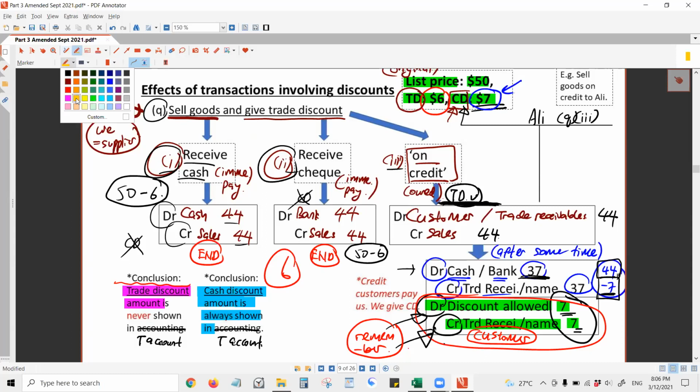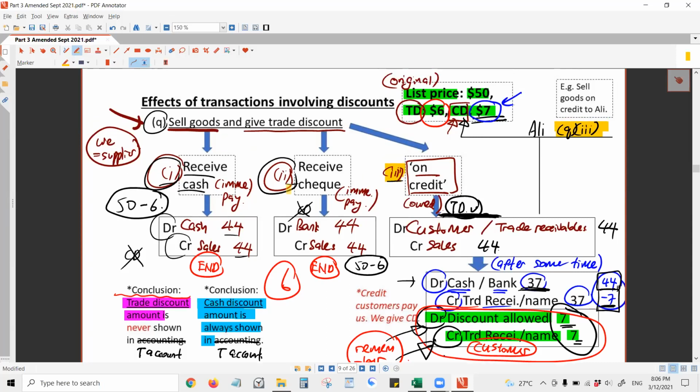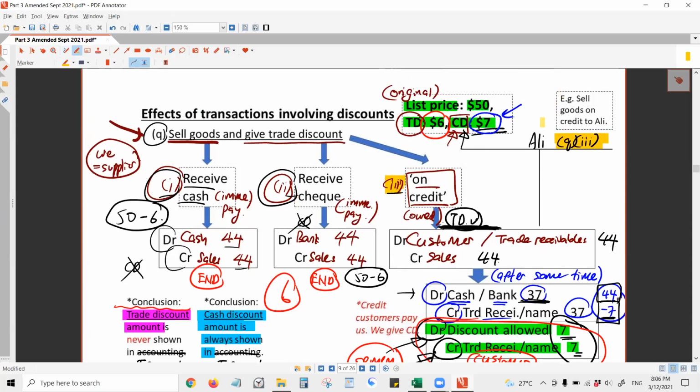So you write the name Ali there. And why did I write the name Ali there? Because I want to show you this example. This example says sell goods on credit to Ali. Regarding numbers, we are going to use the numbers here. Sell goods on credit to Ali: we will debit Ali, credit sales, right? What amount to use? 50 minus 6, 44.